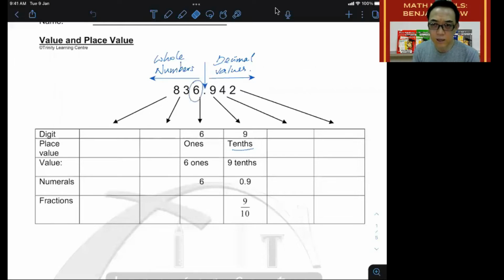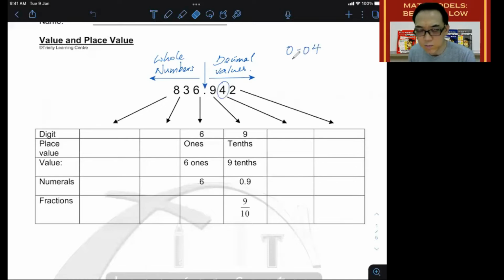And this is what you do. The 6 here is actually 6 whole numbers, 6 whole ones, and so we say 6 ones. Whereas the 9 here, as I've just explained to you, is 9 parts out of 10 of 1 whole. So we say 9/10, 9 tenths. That's what a tenth here means. If this is 9 tenths, then what about the 4? Well, the 4 is really 0.04.